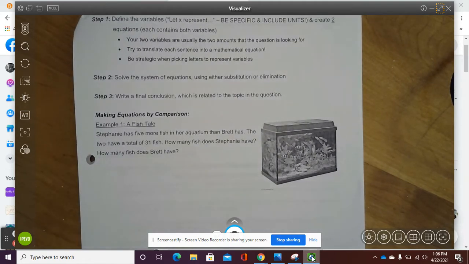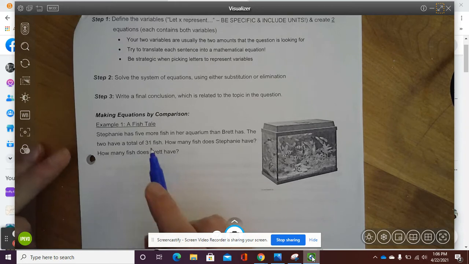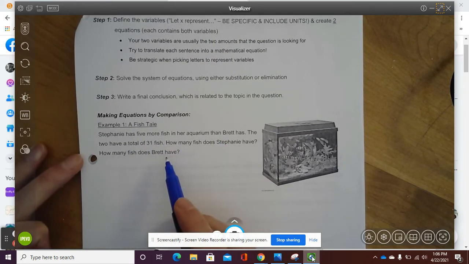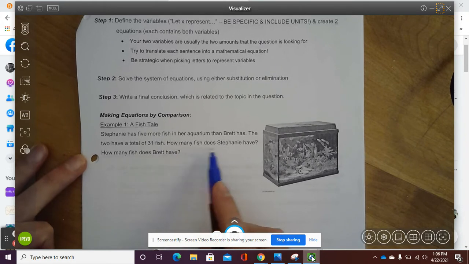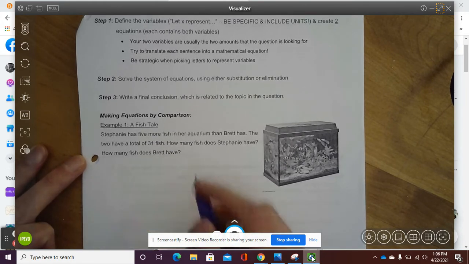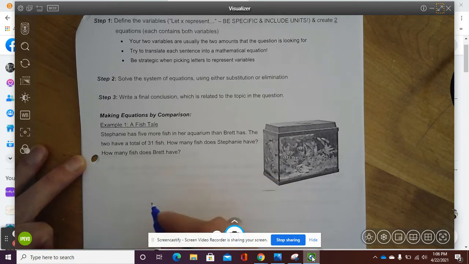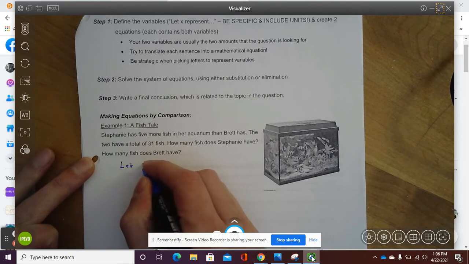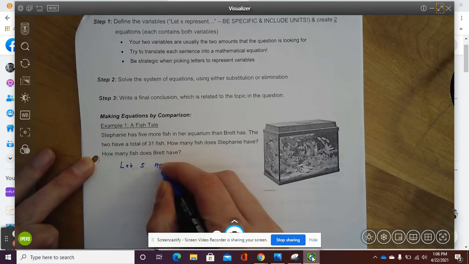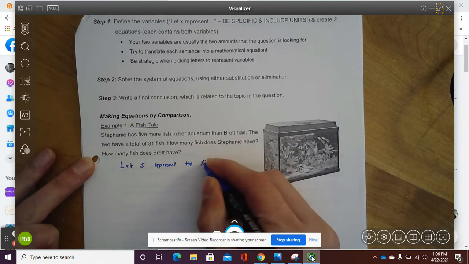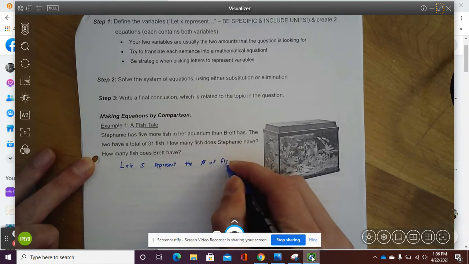So, for example, in this first question, Steph has 5 more fish than Brett. They have a total of 31 fish. We're trying to find out two things. We're trying to find how many fish Stephanie has, and how many fish Brett has. So the two things that we're looking for are going to be our two variables. So I could let S represent the number of fish that Steph has.